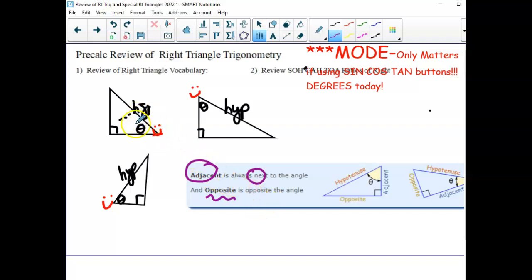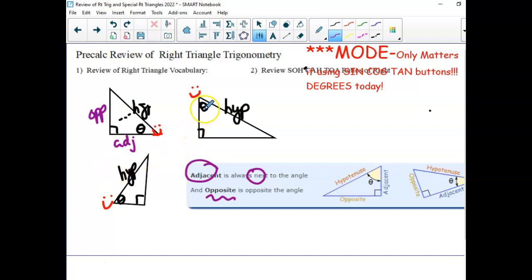So on this picture right here, the first one here, if I'm standing down here at this acute angle, I am standing right next to this leg. So this would be called the adjacent leg. And the other leg that makes the right angle is all the way across from me over here, and that would be the opposite leg.